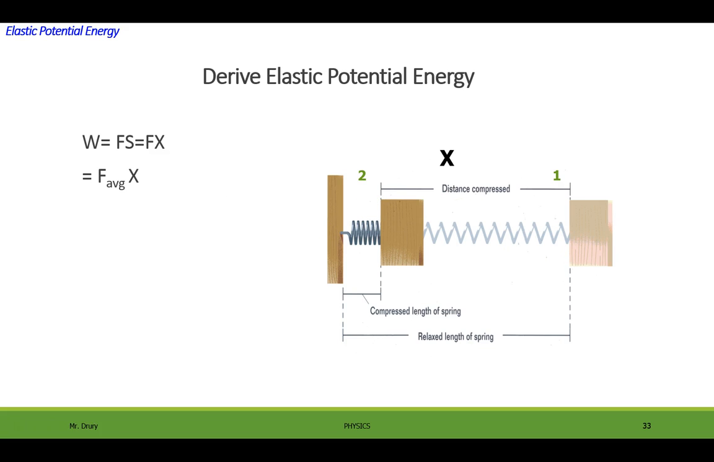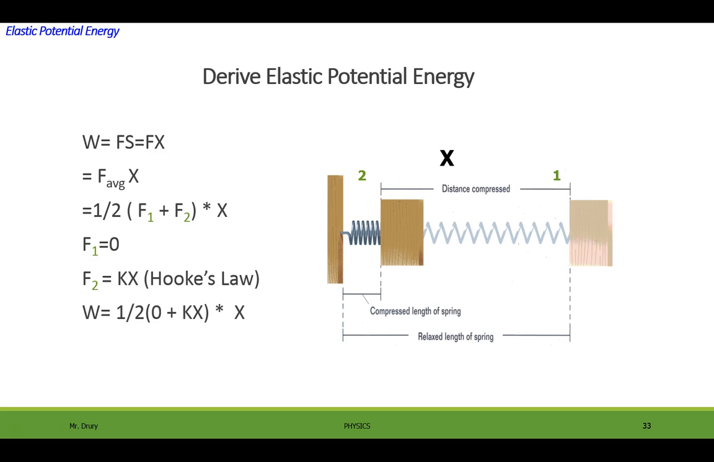Alright, so we can't use the force at position 1 or at 2 because it varies. But what we could do is take the average between the two. And it's a linear relationship, so we could actually just find the force at each position, add them together, and divide by 2 to find the average force. Okay, so the force at 1 is 0 because you haven't even started squishing the spring yet. And the force at 2 is equal to kx, which is Hooke's law. And we'll go into more detail with that at a later date.